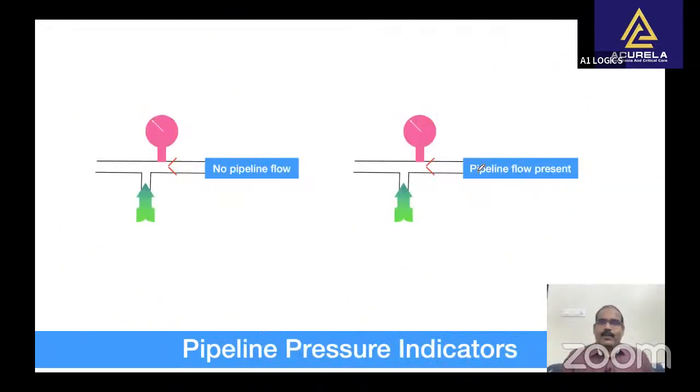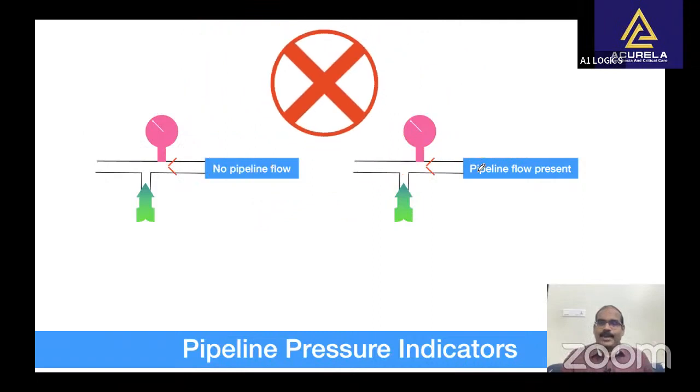Let us see what happens if the pipeline pressure indicators were on the machine side or downstream side of the check valve. When a cylinder is open and the pipeline supply fails, there will be no change in the pressure on the indicator until the cylinder also is nearly empty. Thus, it will not give a true indication of the pipeline supply pressure unless the cylinder valves are closed.